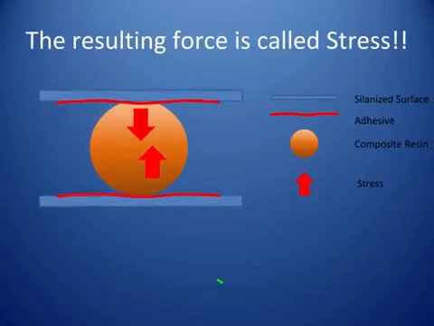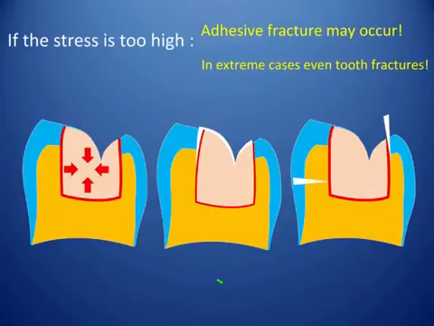postoperative sensitivity, where everything appeared to go well. We had isolation well, our field was clean, everything worked well, and we still have postoperative sensitivity. One likely explanation can be the stress that has been imparted in the tooth from the polymerization mechanism of that material. If the stresses are too high, it can impact the material in several ways.